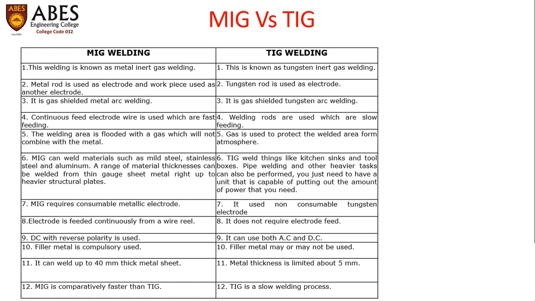MIG welding can weld up to 40 thick metal sheet, whereas TIG welding can weld up to 5 thick sheet. MIG is comparatively faster than TIG welding. TIG is a slow welding process when compared to MIG weld.